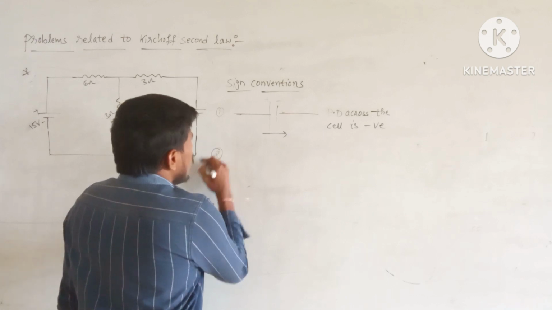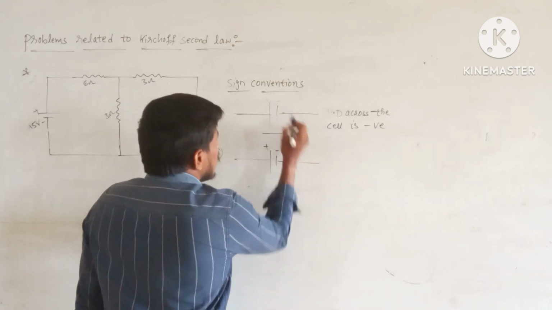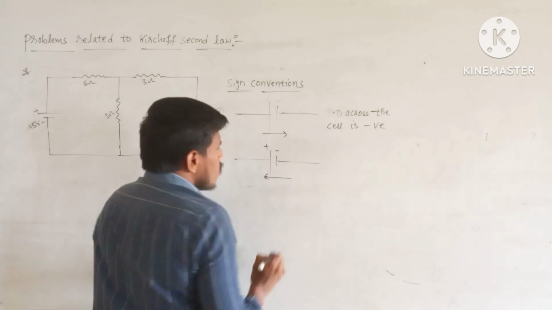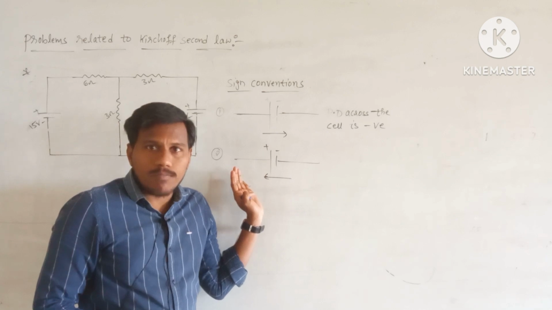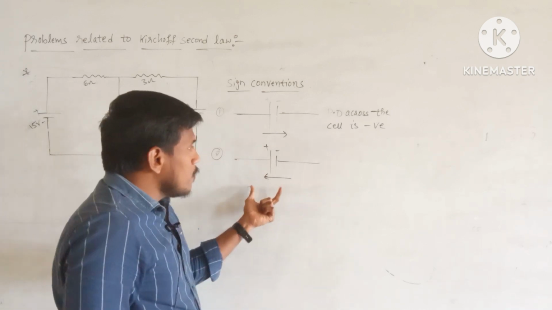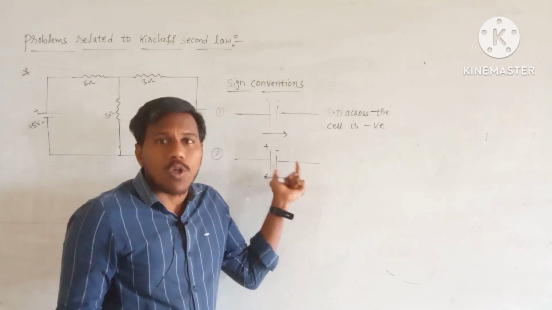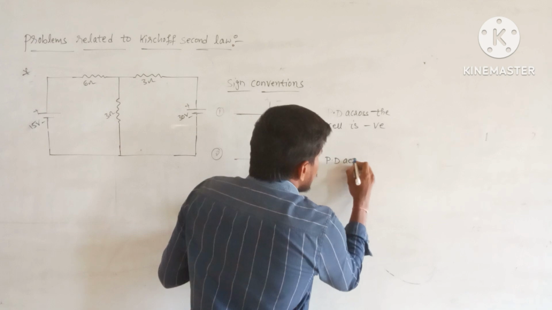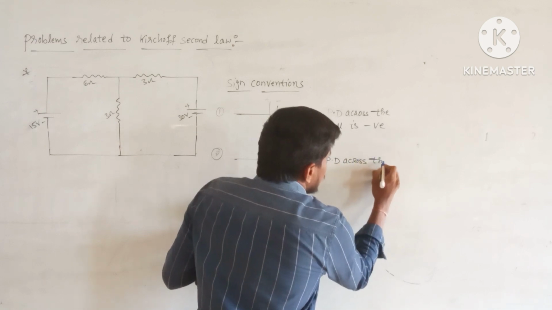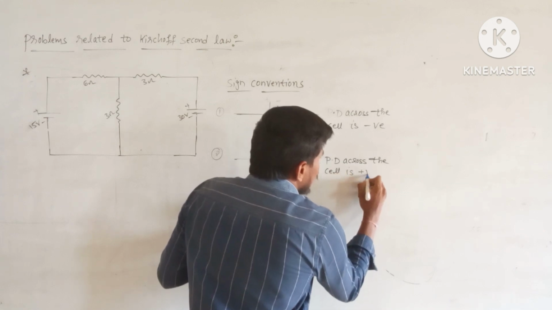Second sign convention. When we move across the cell from negative terminal to positive terminal, that time the potential difference across the cell can be taken as positive. Potential difference across the cell is positive.